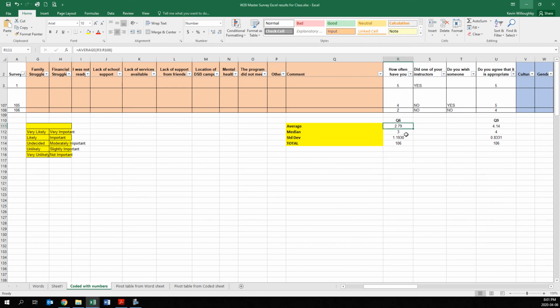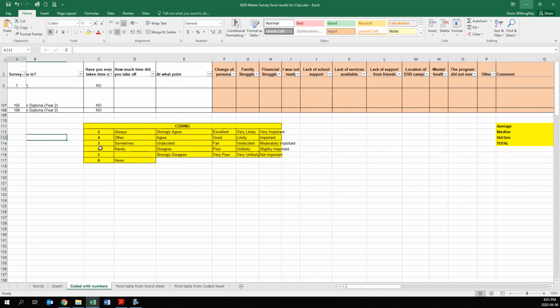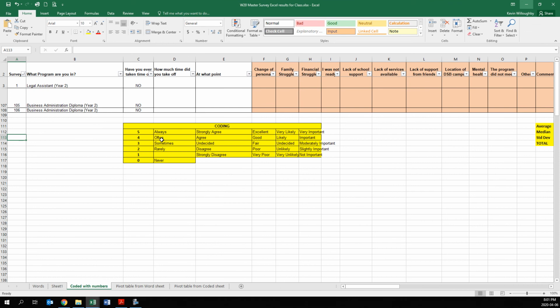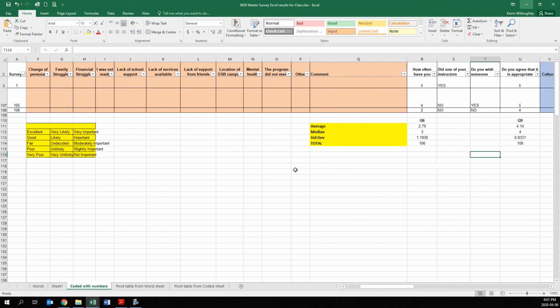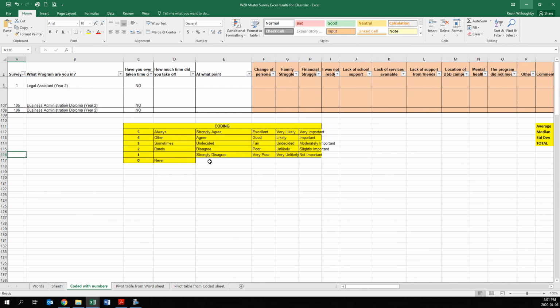The average turns out to be 2.79, which on our scale is right between, let's go back here. This was a scale: always, often, sometimes, rarely. So 2.79 is right between sometimes and rarely, so closer to that middle point, sometimes. Let's develop a hypothesis test.